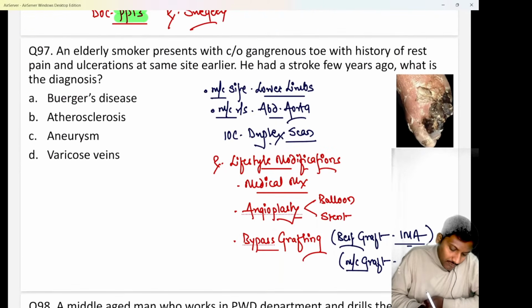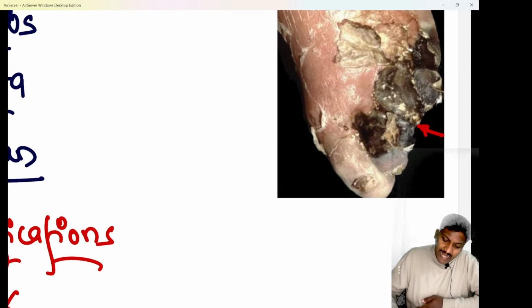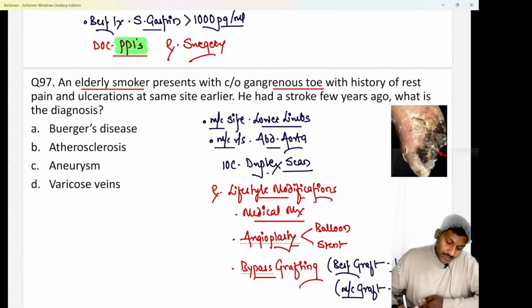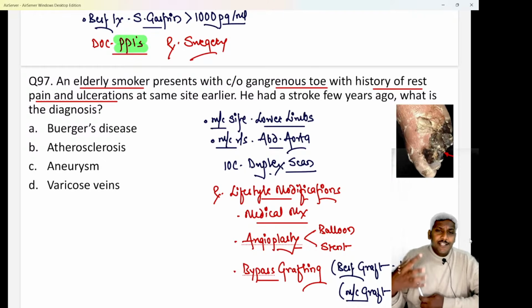Okay, here we have an elderly smoker patient who presents to us with complaints of gangrenous toe, as you are able to see in the picture. There is complete gangrene of the toes, and they are saying the patient had a history of rest pain and ulcerations at the same site earlier. Obviously the patient would have had intermittent claudication initially. Later on the patient would have rest pain when the nerves would have died. Next, the patient would have numbness or ulcerations, that is pre-gangrene, and lastly there is complete necrosis or gangrene.